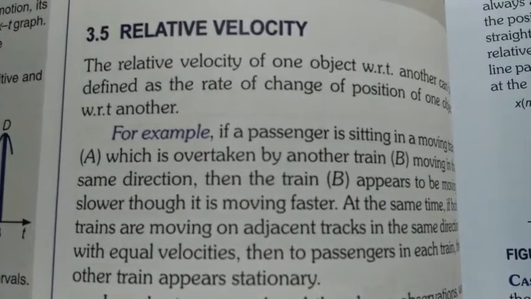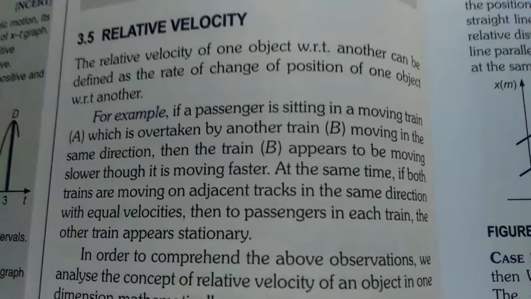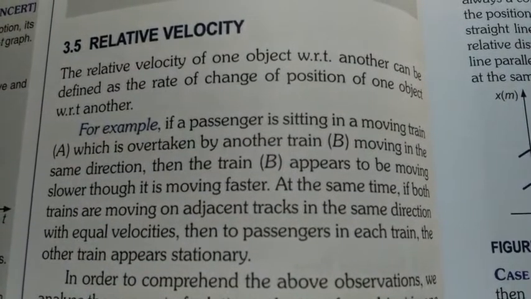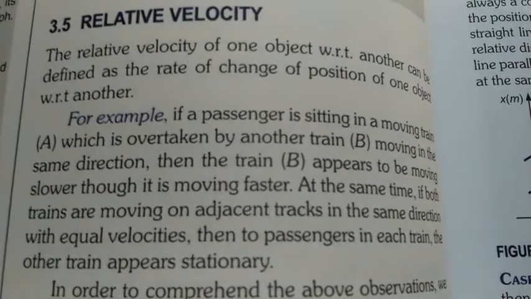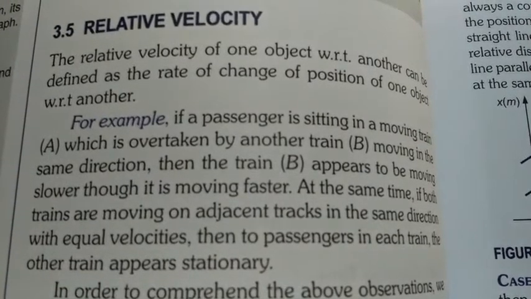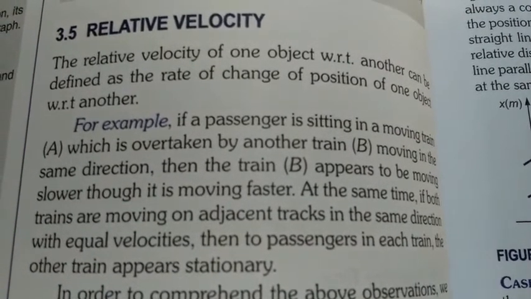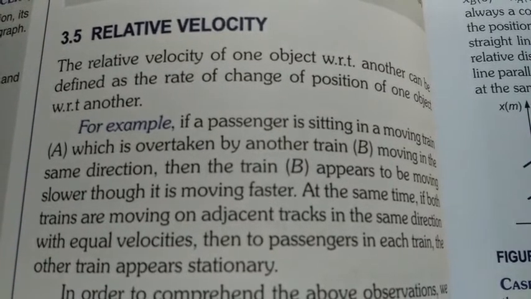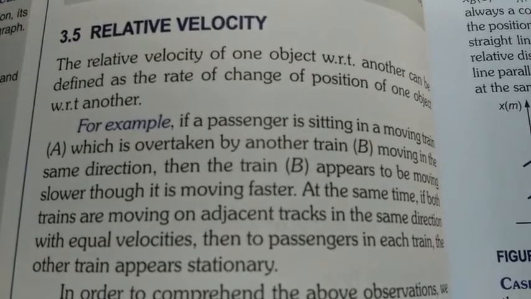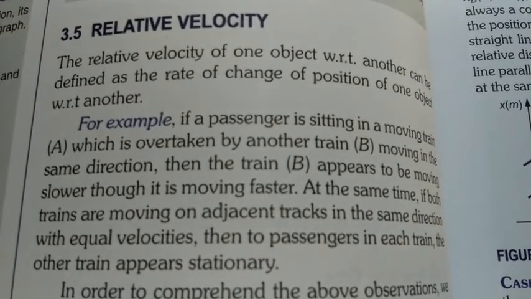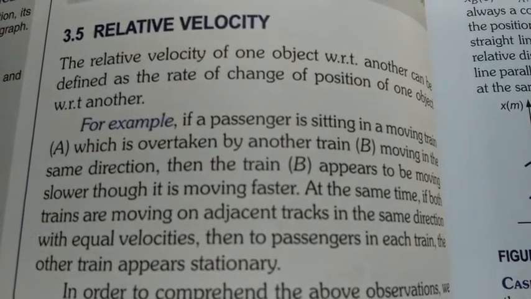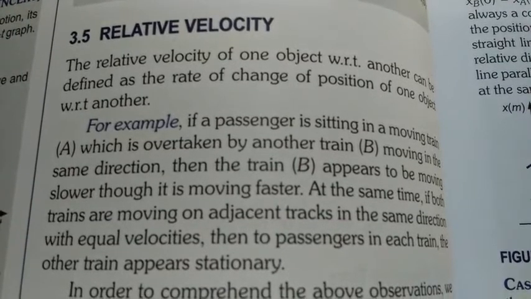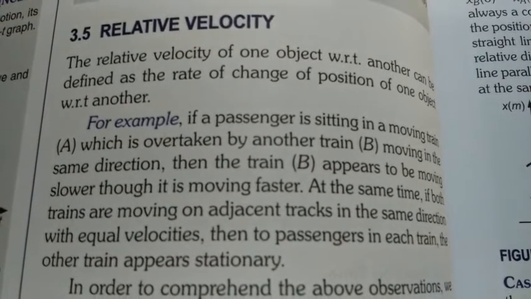Now the last topic of this chapter is relative velocity. Whenever any object is moving, two types of velocities are associated with it. One is absolute velocity and the second one is relative velocity. Absolute velocity is simply called velocity. So whatever we have studied about velocity is actually the absolute velocity. And when we are comparing the velocities of two moving objects, that is called relative velocity, because here we are relating the velocity of one object to the velocity of another object.